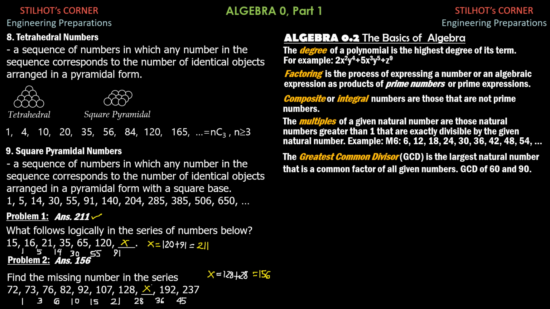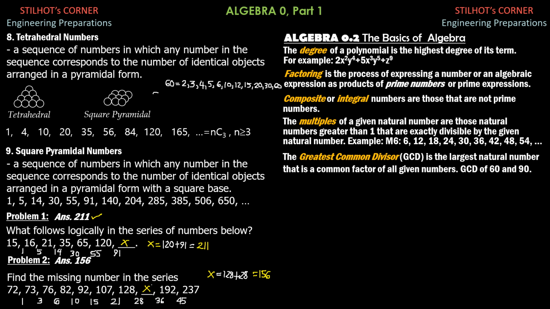of 60. So I'll put it here. The factors of 60 are 2, 3, 4, 5, 6, 10, 12, 15, 20, 30, then 60.